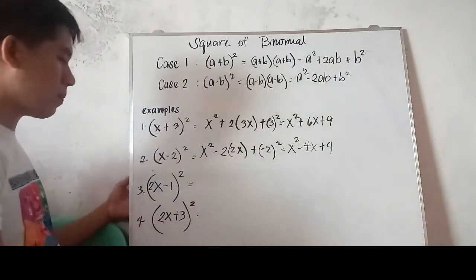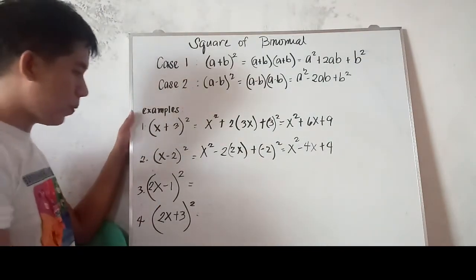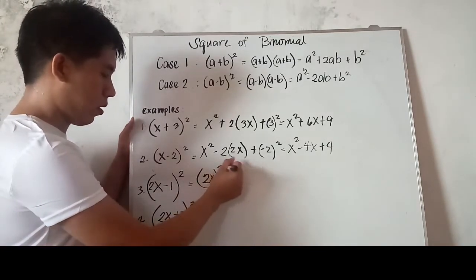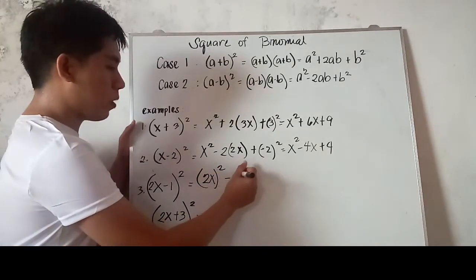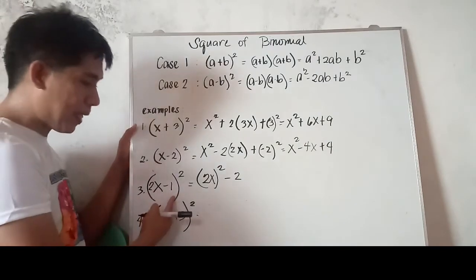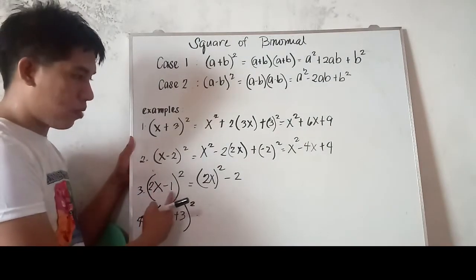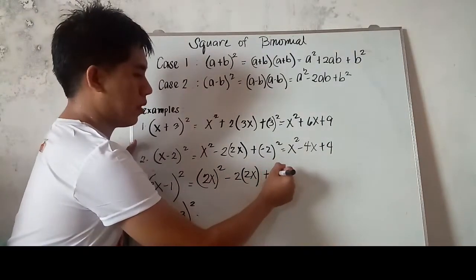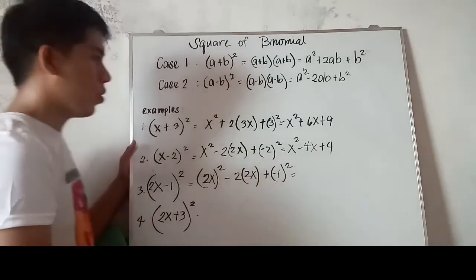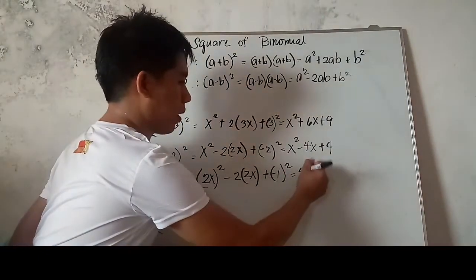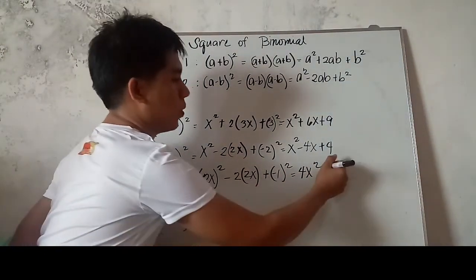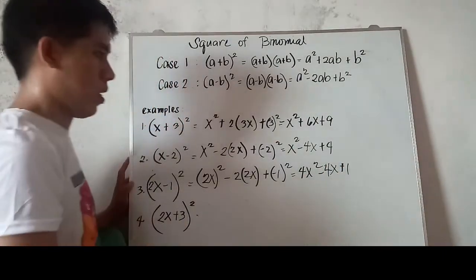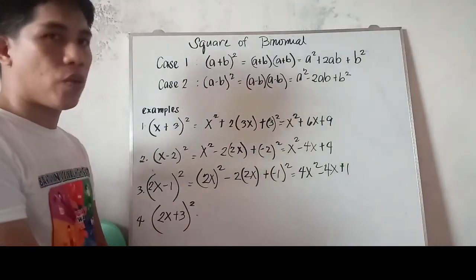Third example, we have (2x - 1) squared. So that is in case number 2. First term, get the square, (2x) squared. Then we will multiply negative 2 to the product of the first and the last. So we will take the product of 2x and 1, so we have 2x. Then the square of the last term, which is negative 1. So to simplify, we have here 4x squared, negative 2 times 2x, that is negative 4x. Then we have positive 1. So we have here the result 4x squared minus 4x plus 1.